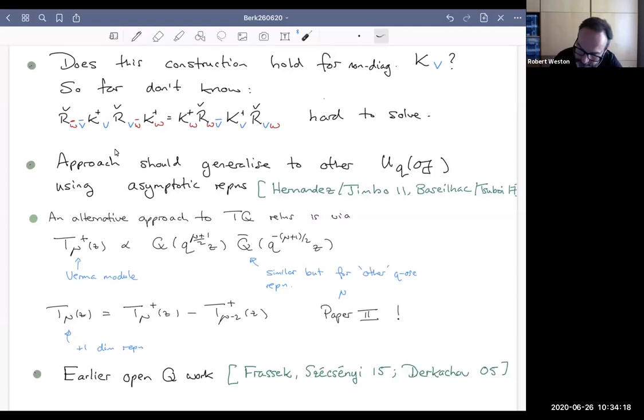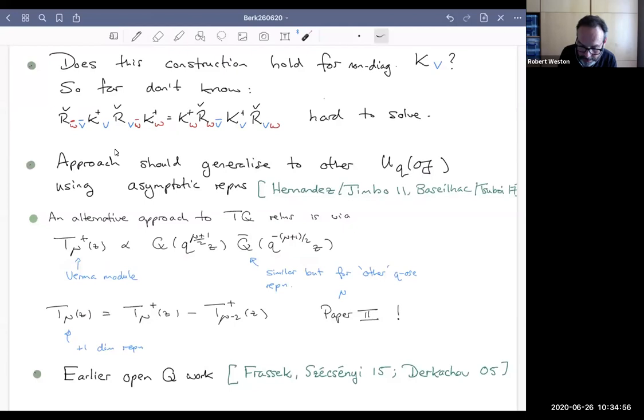Just going to finish, but there's an alternative approach to all this. Well, it's a complementary approach in the closed case. Instead of looking at short exact sequences, you do something else: you take tensor products of two different Q oscillator representations. And you can show that the Verma module transfer matrix is related to the product of Q operators over two different Q oscillator representations. It's slightly subtle how you do this, but nevertheless, you can do this.